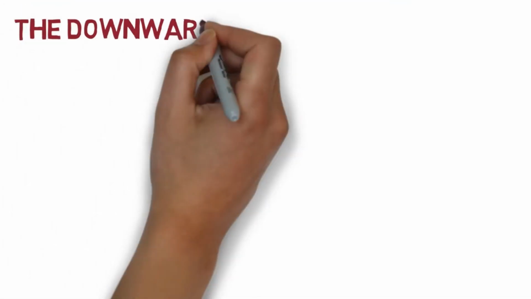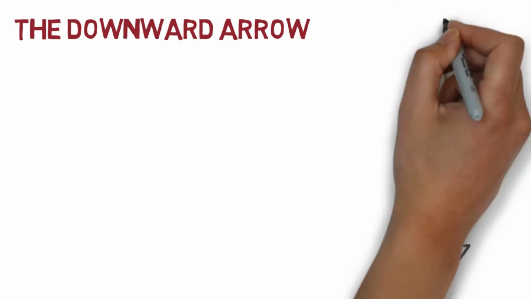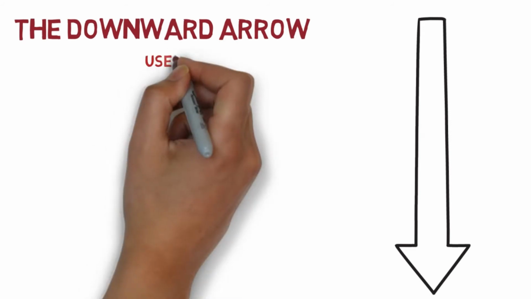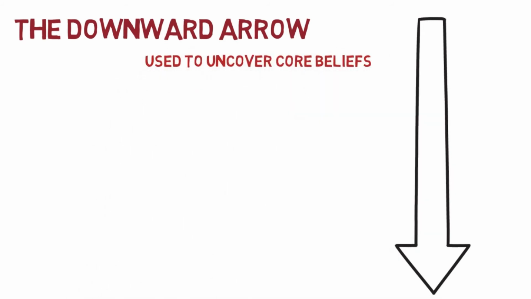A related technique is called the downward arrow. Sometimes it's referred to as the 3 whys. However, why questions can be perceived negatively, so stick with what questions. The downward arrow technique is used to uncover core beliefs, and it goes like this.